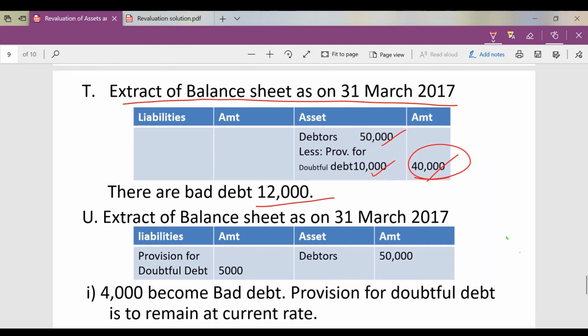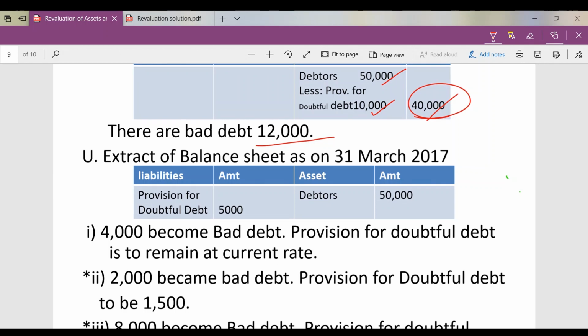Now next is again another way. Debtors are 50,000 and you can see provision for doubtful debt, given on the liability side, is appearing at 5,000. The question is telling us 4,000 become bad debt and provision for doubtful debt has to be at the same rate now. So first let me calculate the rate. The rate is provision divided by debtors. So I have a 10% rate at present, right?